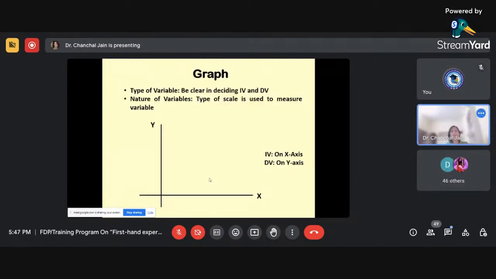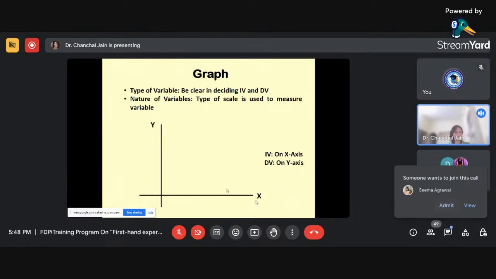Coming to the next, generally we have all drawn these graphs in our school times, and some of us even in our college times, right? We know there are two axes, the x-axis and y-axis, because on paper we can only draw these two axes. So usually when we talk about graphs, we keep the dependent variable on the y-axis and the independent variable on the x-axis.